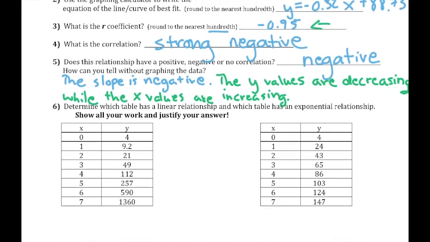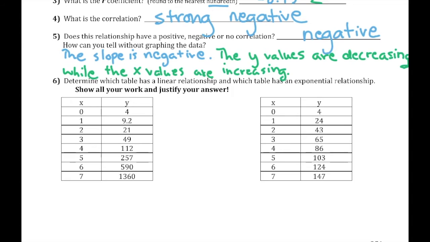Number 6, determine which table has a linear relationship and which table has an exponential relationship. So glancing at these, you might say, oh, they're both increasing quite a bit. What's going on here? So we take a little bit closer look at these and we say, all right, if I'm looking at the changes in y, it looks like all the changes in x's are 1 for both tables. So I look at the change in the y's.